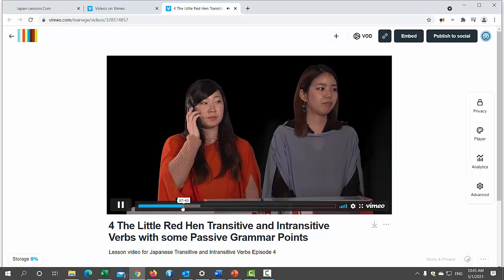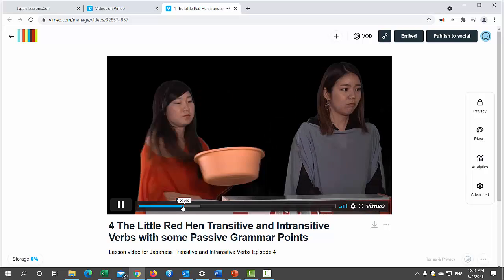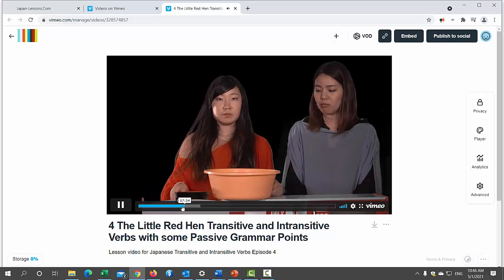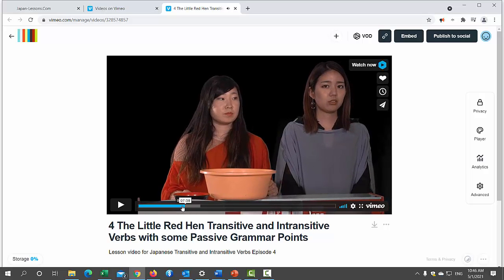Ueru. Separate the wheat, crush the wheat into flour, break up the lumps, fall down and pray. Okay, komugi o hanasu. That's transitive, to separate the wheat, and hanareru is intransitive.